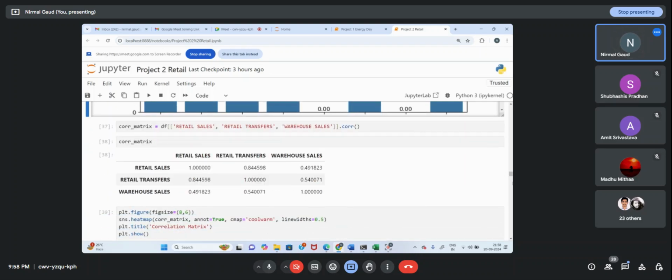Fine. So here I found the correlation. Retail sales, retail transfer, and warehouse sales. Nothing more than that. I haven't included the categorical; I could have converted the categorical, brought it here, and identified the relationship too. It would appear in this table, but I am just strict towards the correlation for these continuous features.